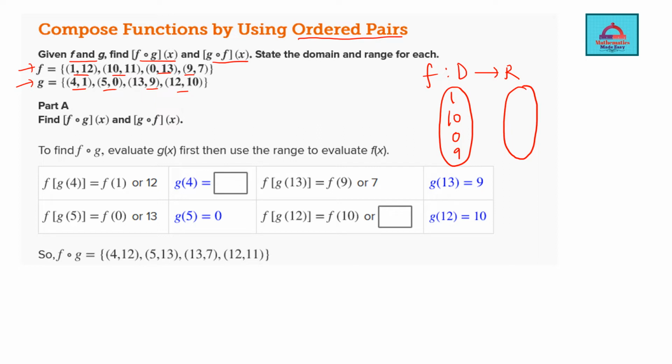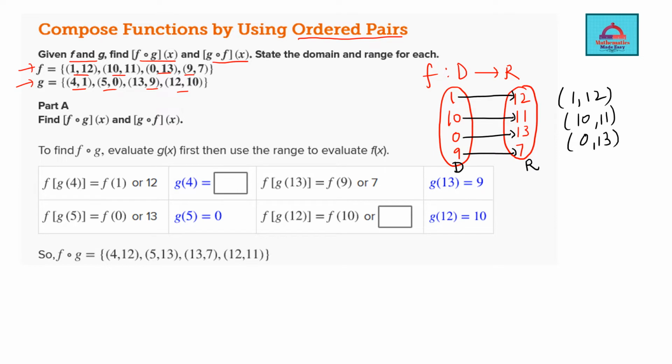But the important thing is that 1 goes to 12, 10 goes to 11, 0 goes to 13 and 9 goes to 7. So when I'm going to draw the function, I will take 1 to 12, 10 to 11, 0 to 13, 9 to 7. So this is the domain of f, this is the range of f. This is how the function is written. So the ordered pairs are (1, 12), (10, 11), (0, 13) and (9, 7). The ordered pair is written in this form. I hope this is easy and understood by all of you.